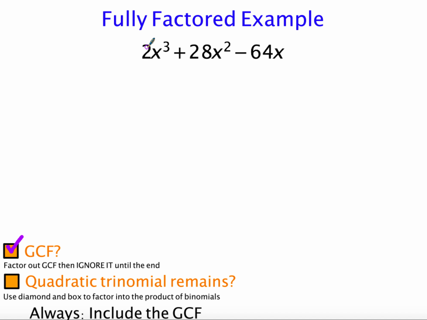We look at the coefficients 2, 28, and negative 64. It's going to have a 2 in it. Looking at the x's, x to the third, x squared, x. The GCF is 2x, and I could have used the ladder or the box to work backwards to find that. So the GCF of 2x to the third plus 28x squared minus 64x is 2x. So this is my partially factored form.